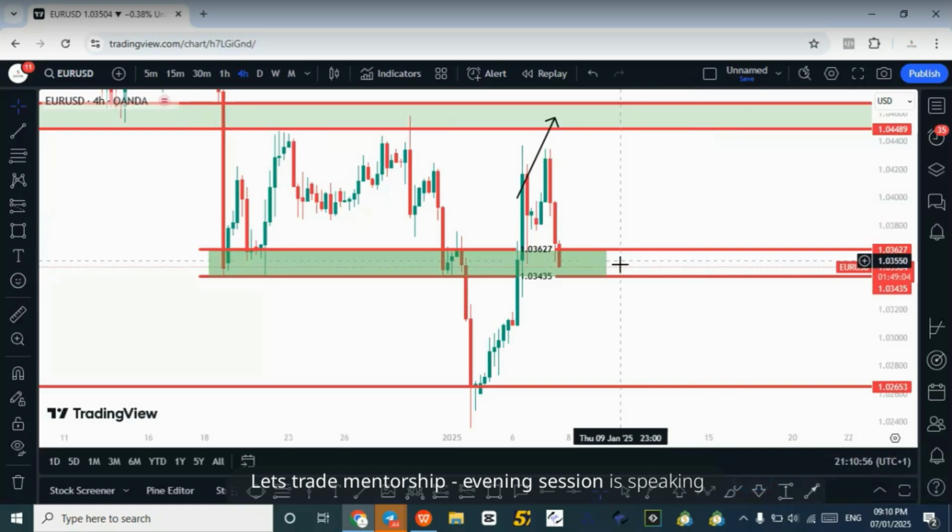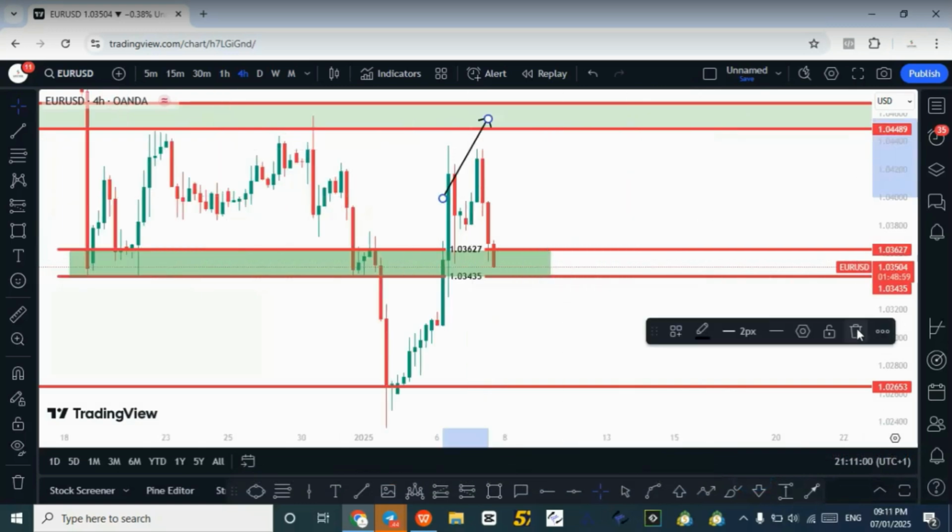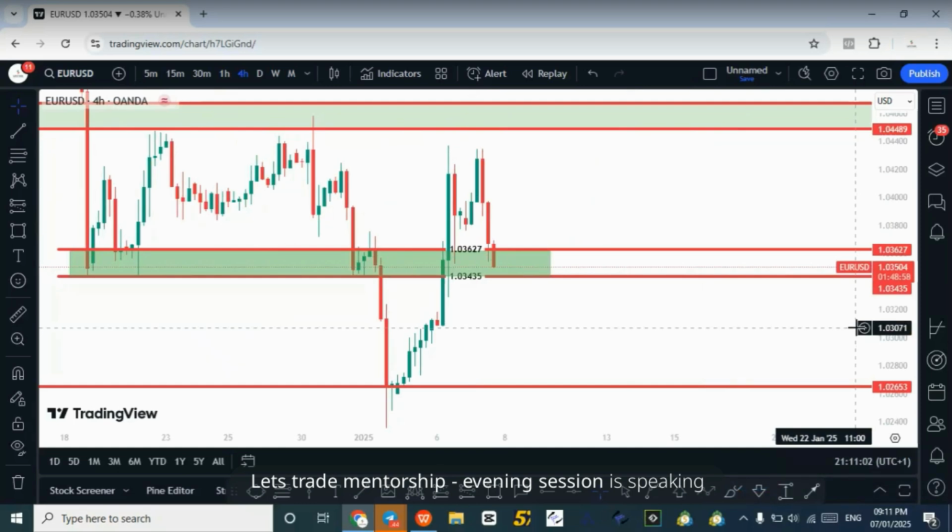So let's continue. So now, remember, my bias from the weekly time frame is, hey, I want to sell. Then I went to the daily time frame to look for market structure.